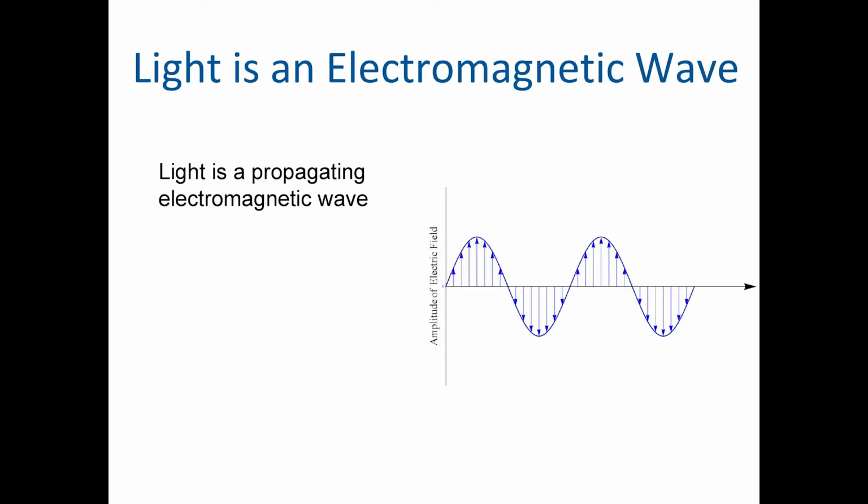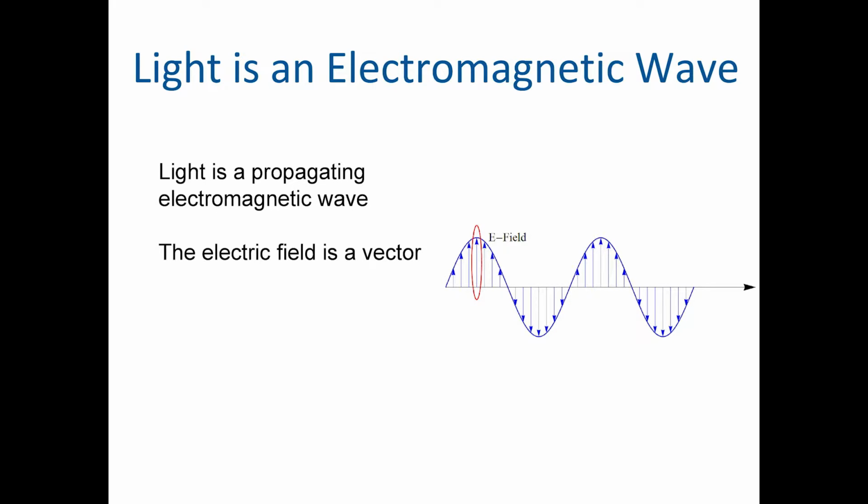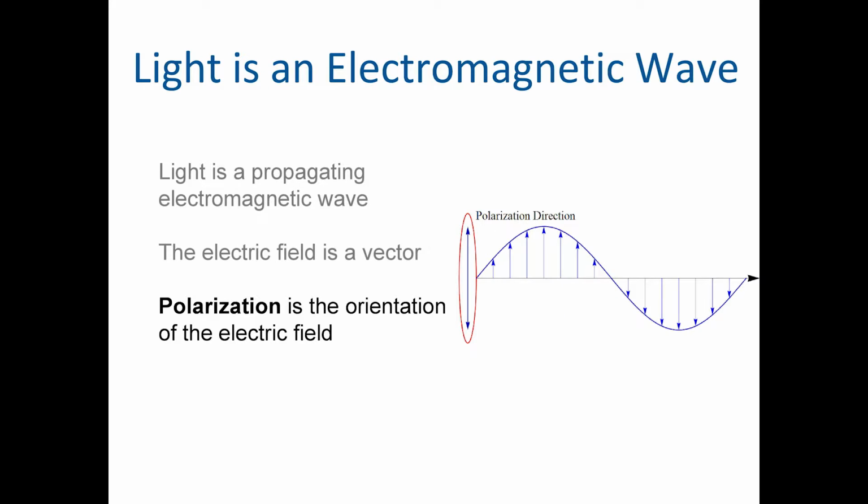So again, just to reiterate, as the electromagnetic wave moves from left to right, the electric field vector moves up in this case, and then moves down, and then up and down. So we call polarization what we refer to as the orientation of the electric field. So in this case, since the electric field is pointing upward and then pointing down, we call that vertical polarization.